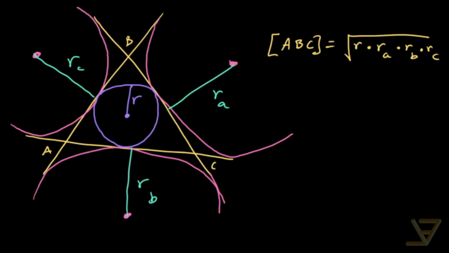And you can prove this using Heron's formula and formulas for these individual exradii. There's a formula, I believe, in Coxeter's Geometry Revisited for the exradii. So that is our 6th way of finding the area of a triangle.